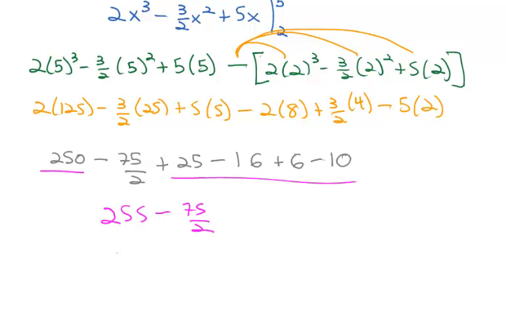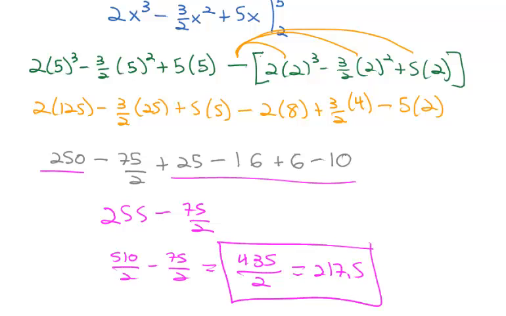With the common denominator, that's 510 halves minus 75 halves, which is equal to 435 halves. Or if you like the decimal, 217.5. And that is the area under the curve between 5 and 2.